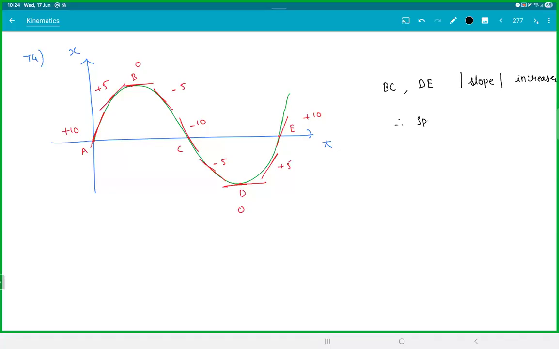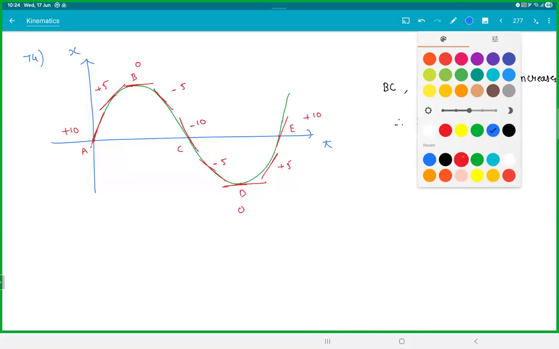Therefore, speed increases, speeding up. Is that making sense? Easy? Since I'm asking for speed, I don't care about the sign. So I'll just put some numbers for convenience. It looks easier with numbers. But mathematically, you can always say the magnitude of the slope is increasing.